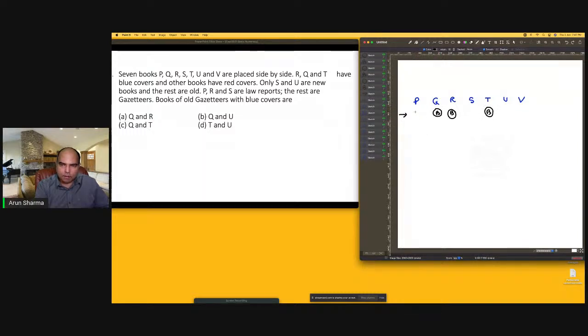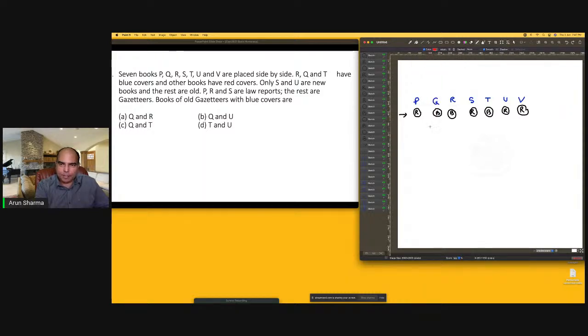And the others have red covers. So I have a red here, a red here, a red here, and a red here. So R, Q, T have blue covers and the others have red covers. Only S and U are new books, the rest are old. The second statement says only S and U are new books, the rest are old.